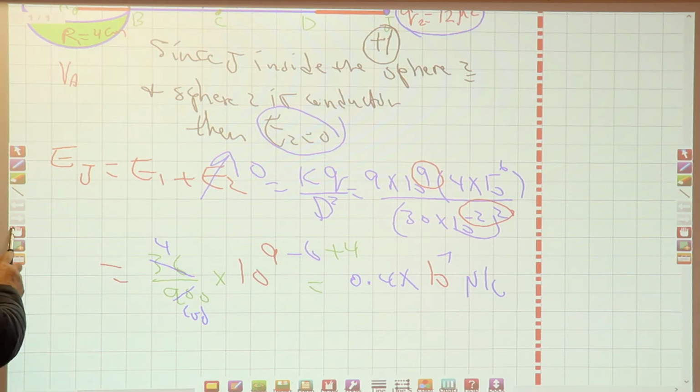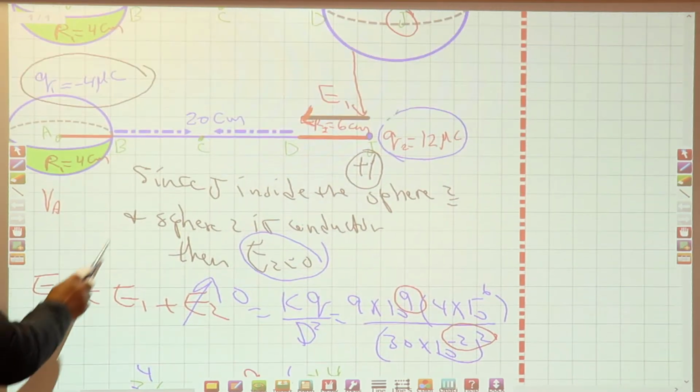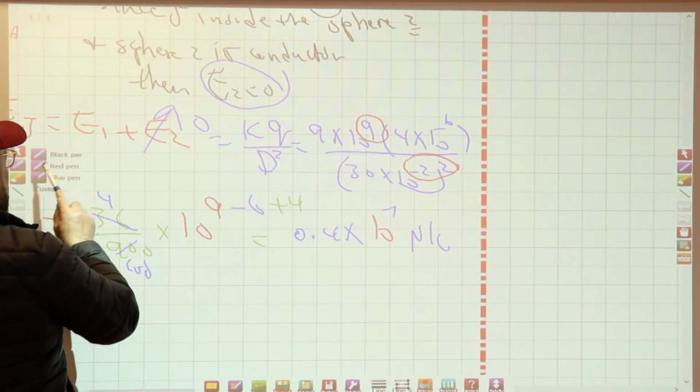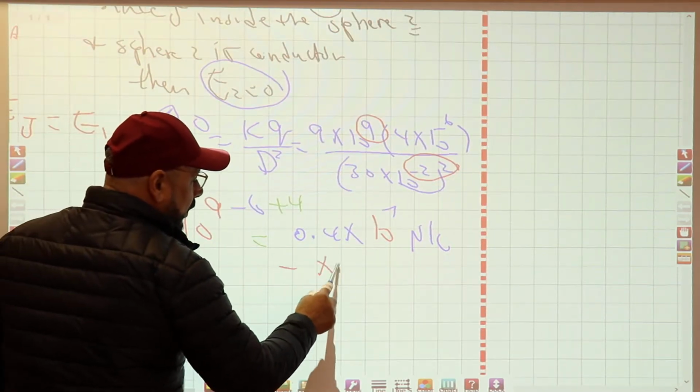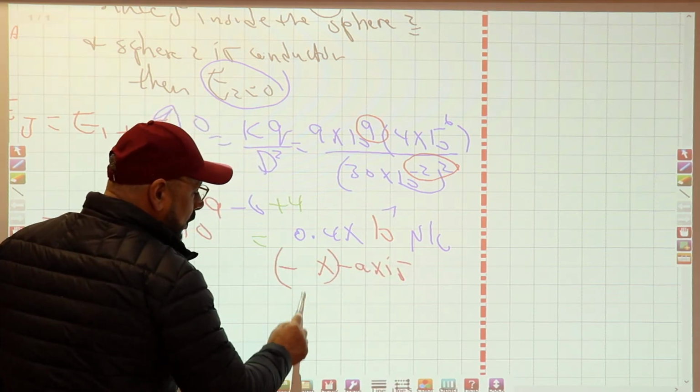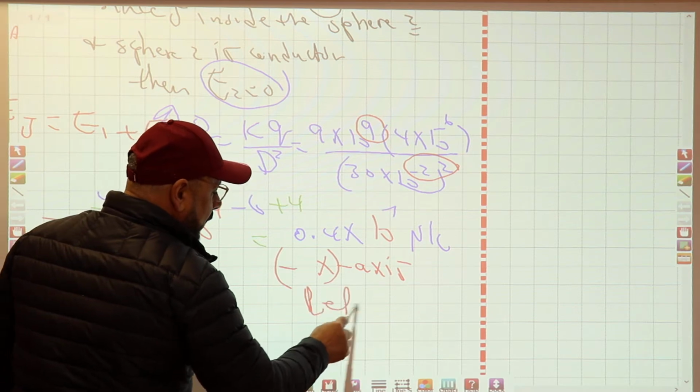We're done with finding the electric field at J. And it's going to the right, or you can write negative x axis, or to the left.